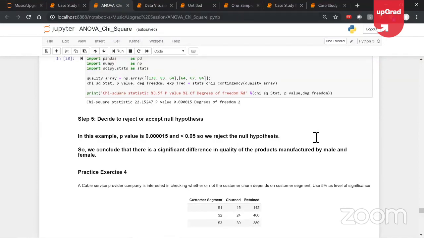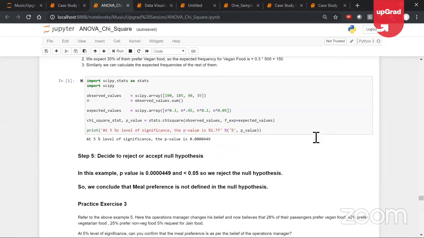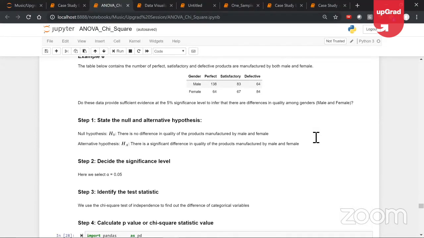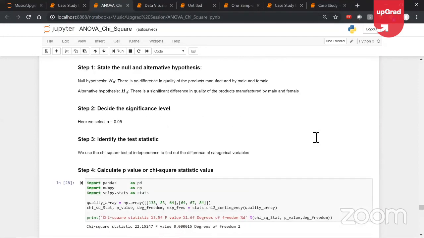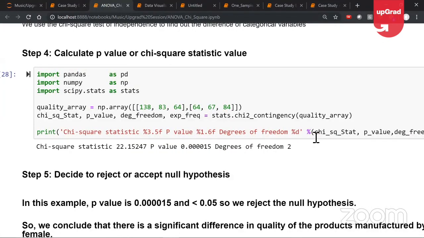How do you do this in a real-time scenario? We'll look at a simple problem. What we are seeing here right now is a dataset like this, gender and perfect, satisfactory, defective. So this is how we actually do a chi-square test. And again, you can have these as two separate columns. What you simply do is you get a statistic here. Same way, you look at the p-value. If the p-value is less than 5%, you will say there is a relationship.